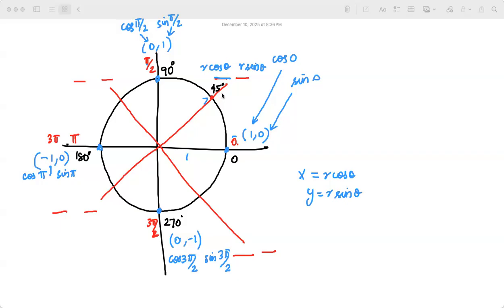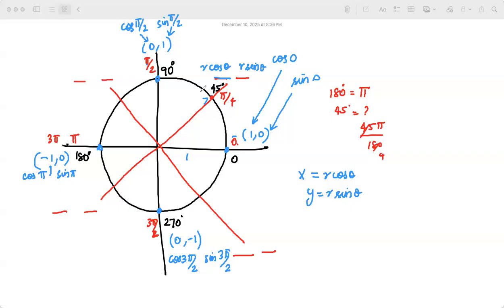After that, 45 was 180. See, for the first one I'll show you how to convert, then slowly you need to learn by heart. 180 degrees is pi radians. So 45 degrees is how many radians? 45 pi by 180, correct? So how many radians is it? Pi by 4. This one is easy to convert.